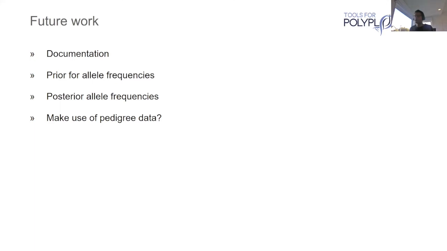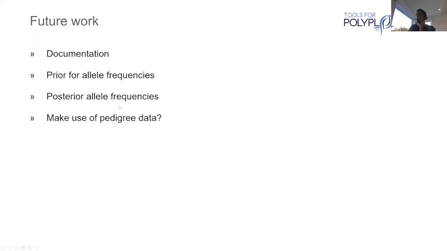We would like to include the option of specifying a prior for allele frequencies. As I say, this isn't a theoretical limitation currently. We know how to do it. It's really just the difficulty of how to input that prior for allele frequencies in a sensible way, because we don't want to create additional input files if we can avoid it.